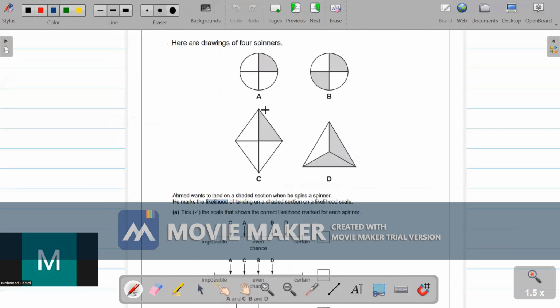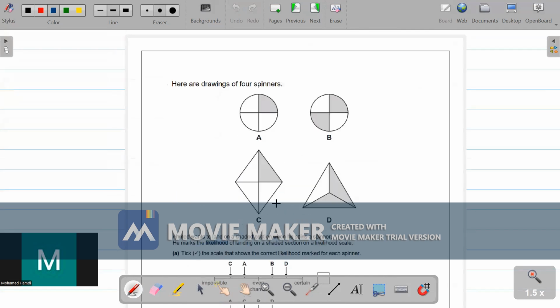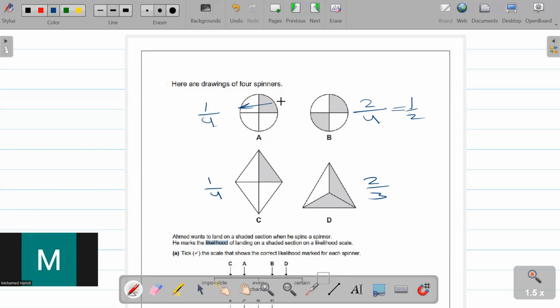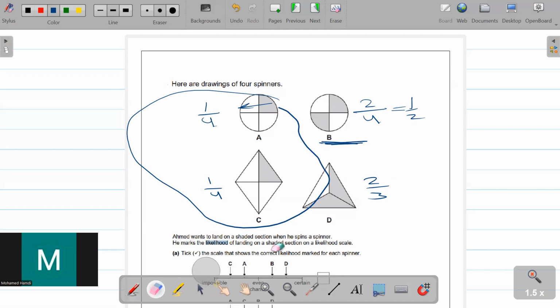Here are drawings of four spinners. What is the likelihood of landing on a shaded section? Let's first find the fraction of the shaded sections. You can say this one is 1 over 4, and this one is 2 over 4 or 1 half after simplifying. This one is 2 over 3, and this one is 1 over 4. So we have two spinners with the same chance of the shaded parts, 1 over 4. So A and C are less than 1 half, B equals 1 half, and D is more than 1 half, because 2 over 3 is greater than 1 half.